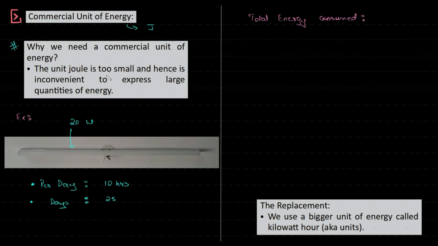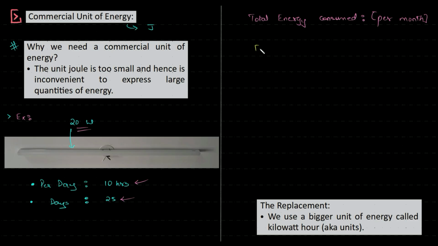The unit joule is too small and hence inconvenient to express a large quantity of energy. The best way to understand this is with an example. I have a single light of 20 watt, which I switch on for 10 hours a day, for almost 25 days in a month. So what would the total energy consumed be on average per month? Let's calculate that.